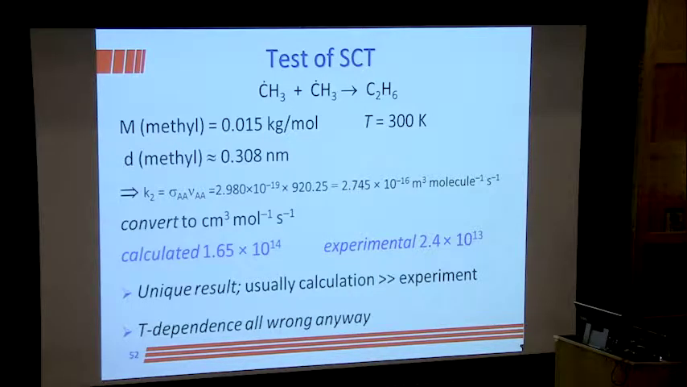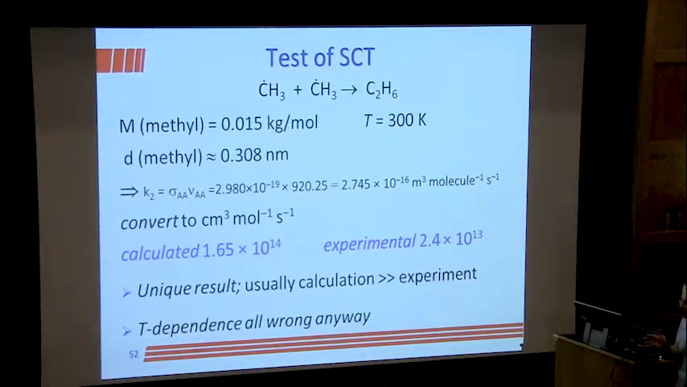For the rate of collision, experimentally, it's measured to be 2.4 times 10 to the 13. So what we calculate is nearly an order of magnitude higher. Not quite. But actually, that's a good result. Usually, the calculation is way, way bigger than the experiment. Sometimes the calculations can be smaller.